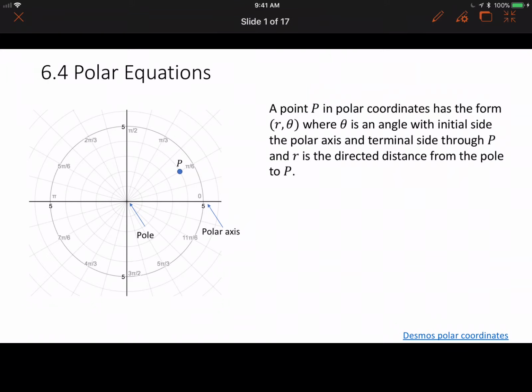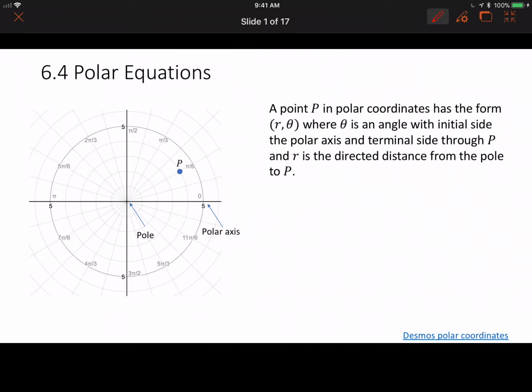Section 6.4, Polar Equations. This is our last section this semester, and this is going to be our last application of trigonometry. So a point P in polar coordinates is a point of the form r comma theta, where theta is an angle whose initial side is the polar axis, which is the positive x-axis, and has terminal side through the point P. R is going to be the directed distance from the pole, or the origin, to the point P.